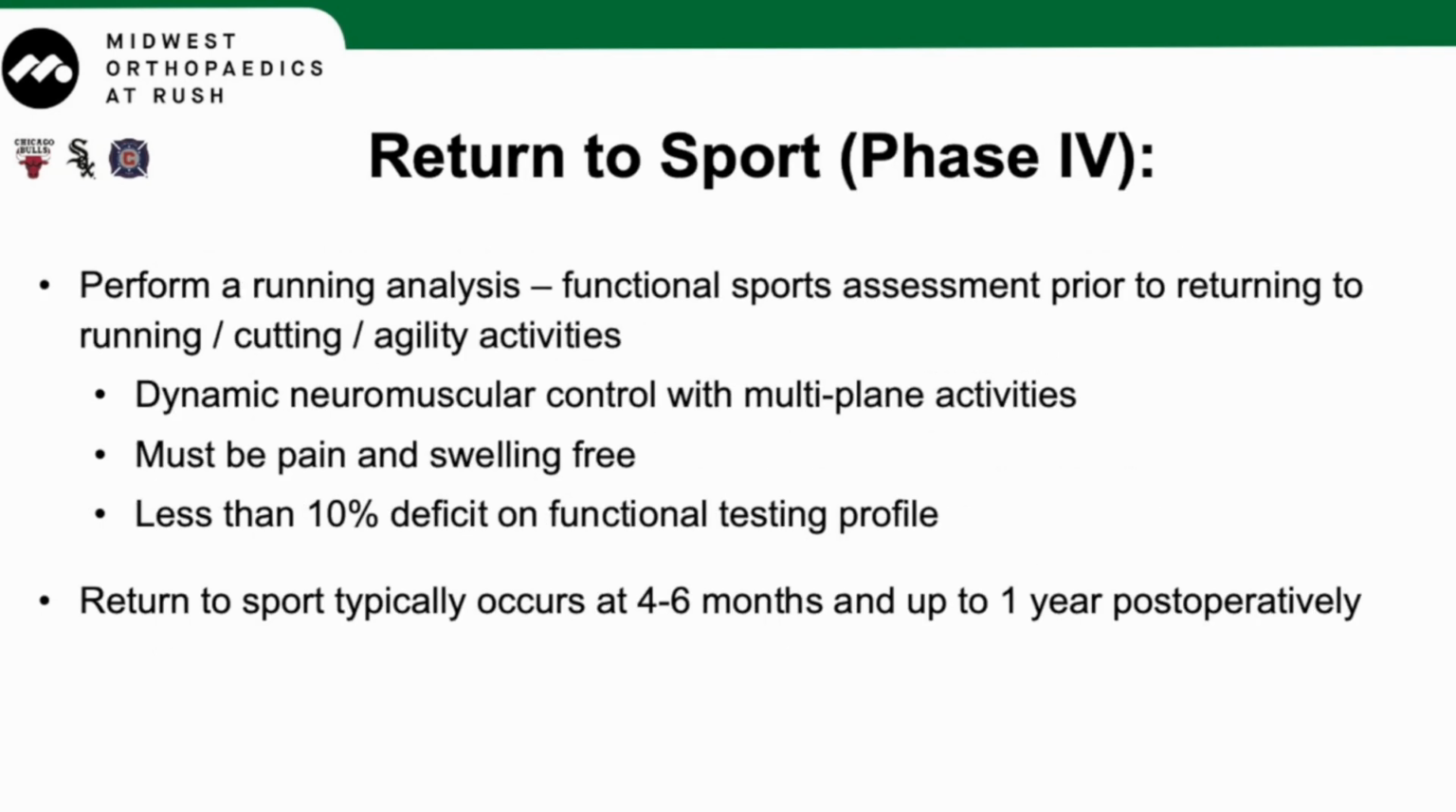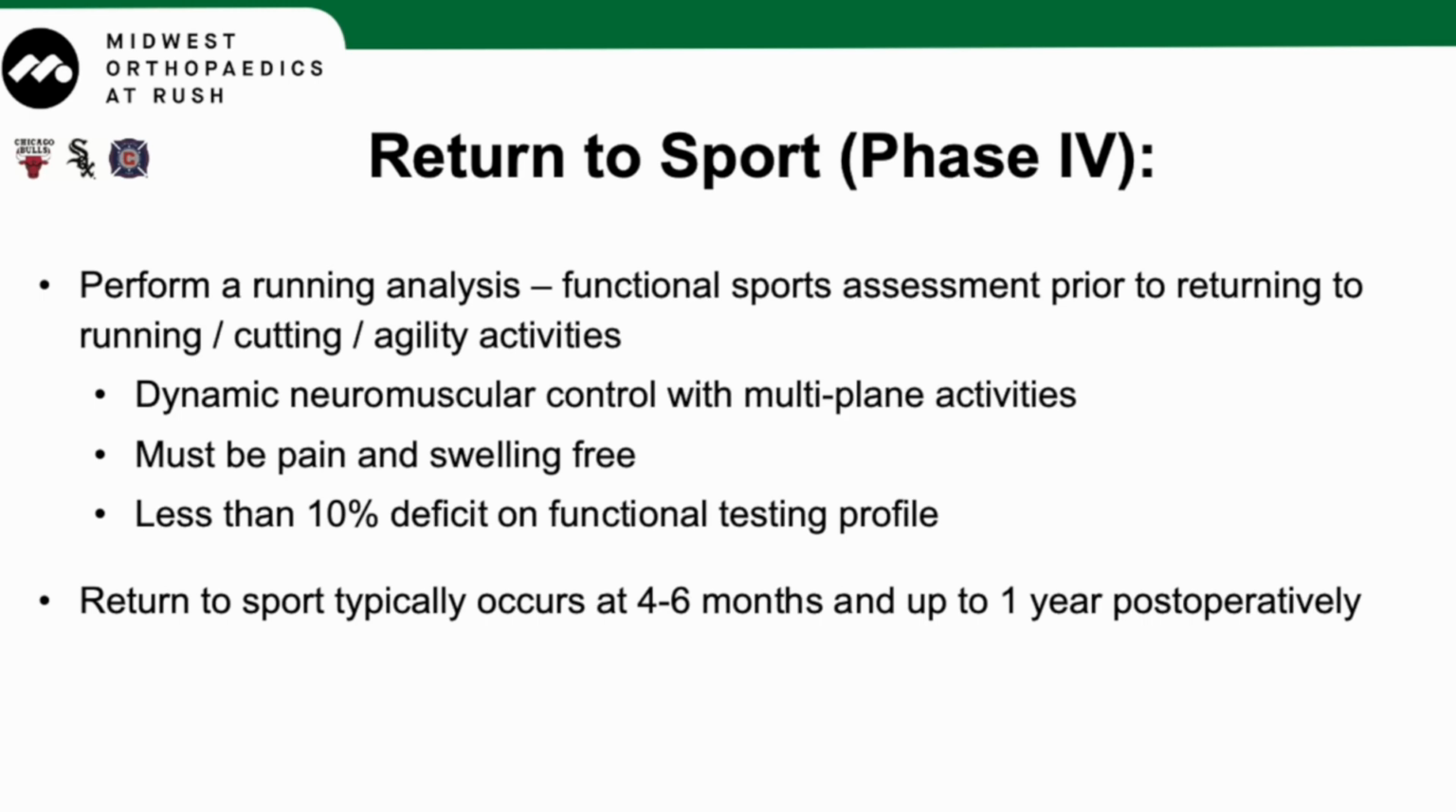Return to sport is considered phase 4. Patients perform a running analysis and functional sports assessment prior to returning to running, cutting, and agility activities. We evaluate dynamic neuromuscular control with multiplane activities, and patients must be pain and swelling free prior to returning to sport. Additionally, they must have less than 10% deficit on their functional testing profile as compared to the contralateral side.